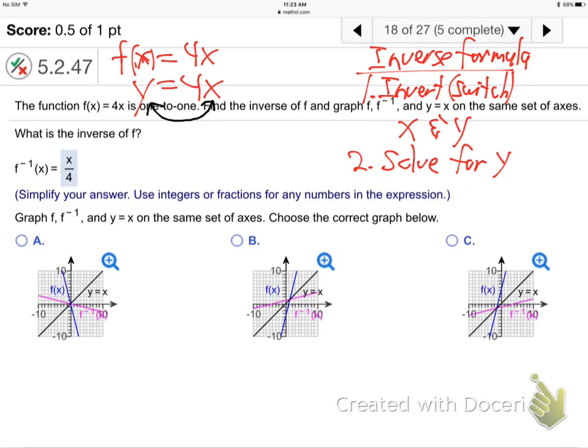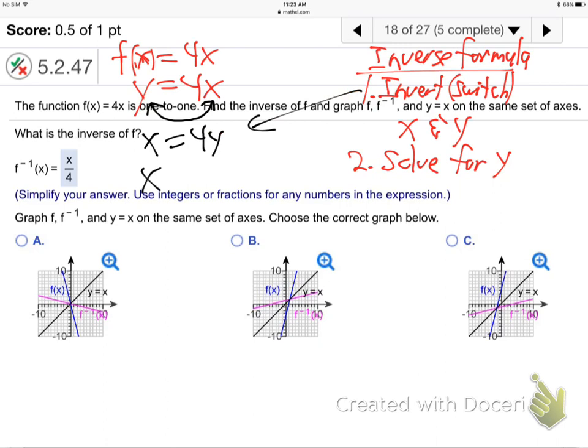Everything else stays put. So the 4 stays where it's at. Anything else in the problem stays right where it's at. Just all the x's and all the y's magically switch roles. Just like that. Because that's what an inverse function does, inverting of x and y and their roles. Now, so that's step 1, invert x and y.